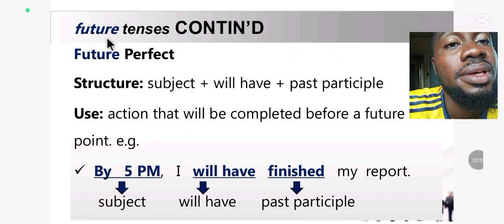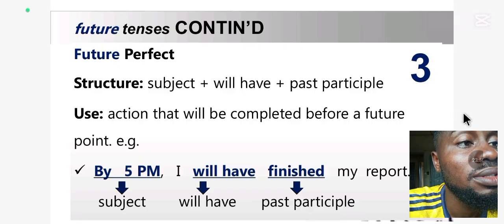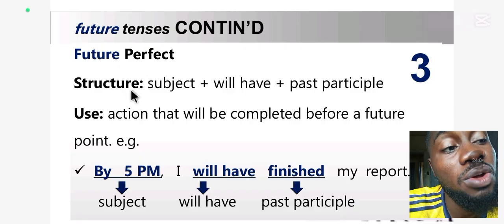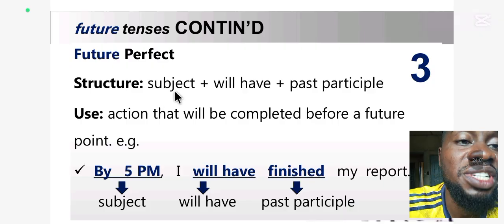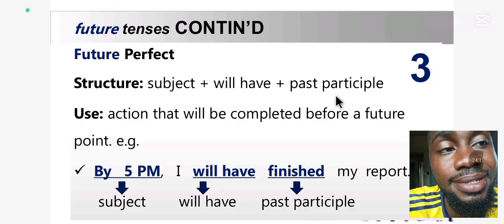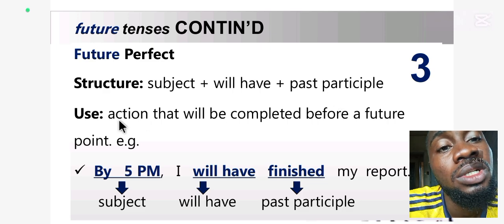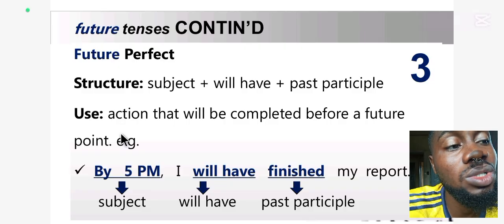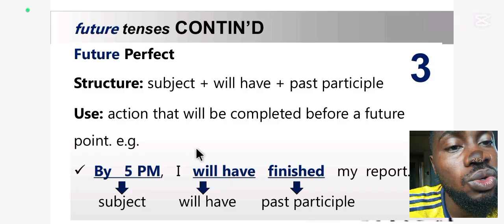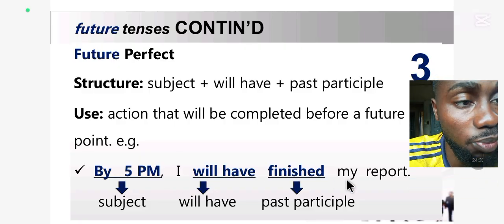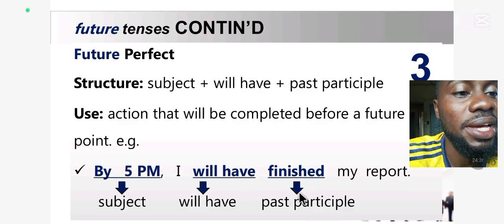Moving on, still under the future tenses, the third is the future perfect tense. What is the structure of a future perfect tense? Subject plus will have plus past participle. You must see it in the sentence. What is it used for? An action that will be completed before a future point. You state that by some time you must have completed this action. Let's look at the example. By 5 p.m. I will have finished my report.